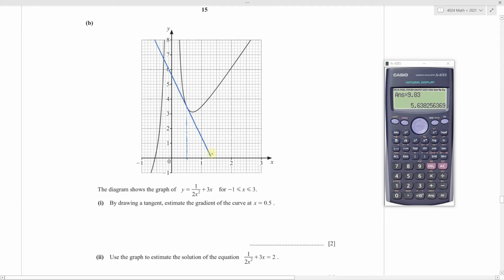Let me actually extend it beyond the x-axis as well, like this. So let's redraw this. So something like this, touching the curve at x equals 0.5. Now we can take any 2 points on this line to find the gradient. So I'll take the x-intercept and the y-intercept.